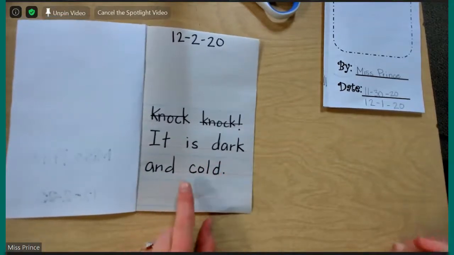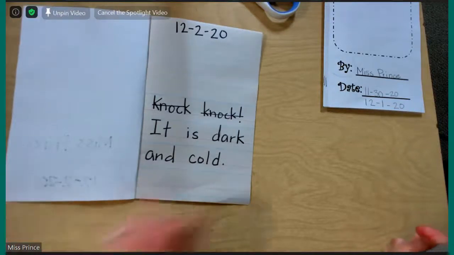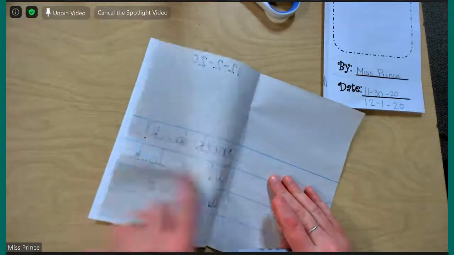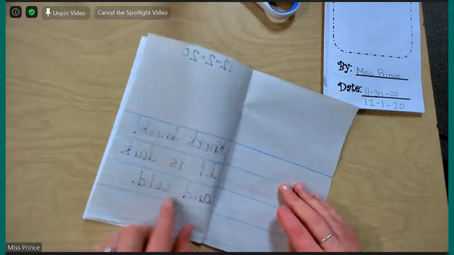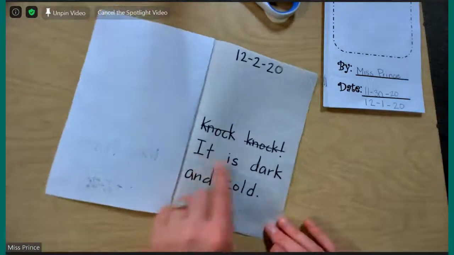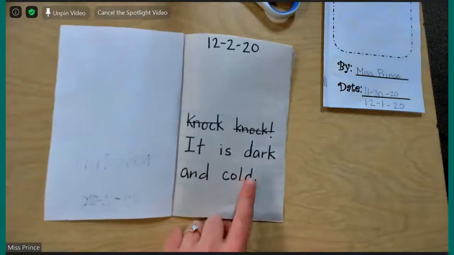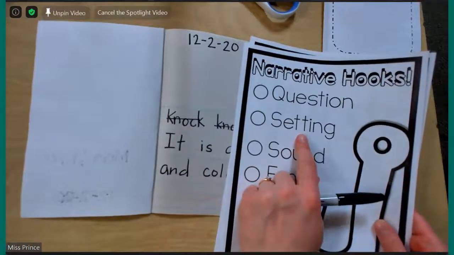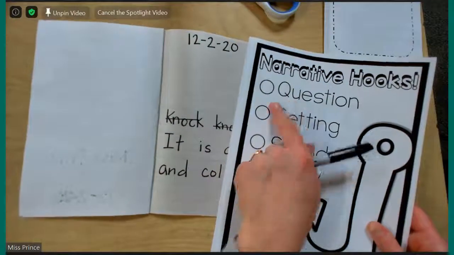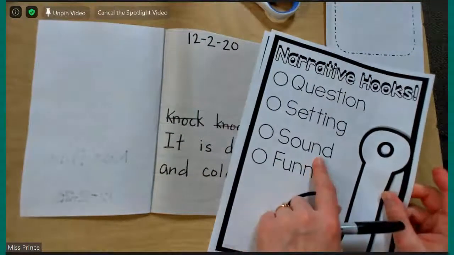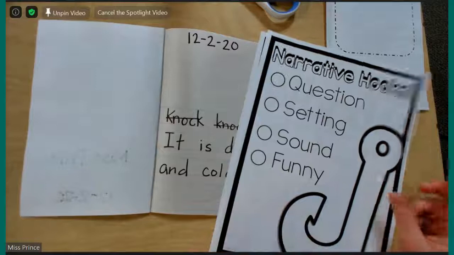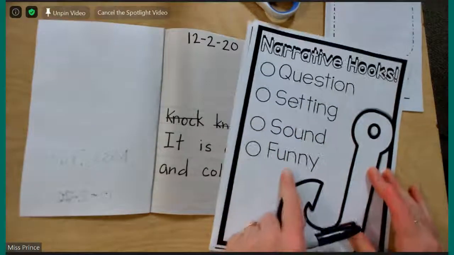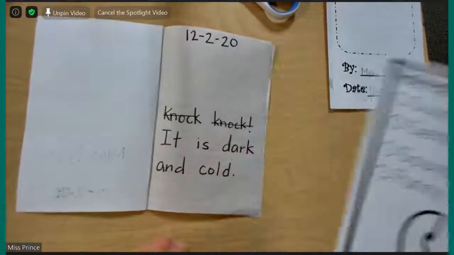Because if they just see that, they might ask a question like, well, where are you? Then on my next part, that's where I would talk even more about that. And that's where they're going to discover what I'm talking about when I say it is dark and cold. So that's an example of using the setting. You can ask a question, just like we used brackets example. You could do a fun sound, like Xander said he's going to write thump. Or we could write something funny, like a knock-knock joke.